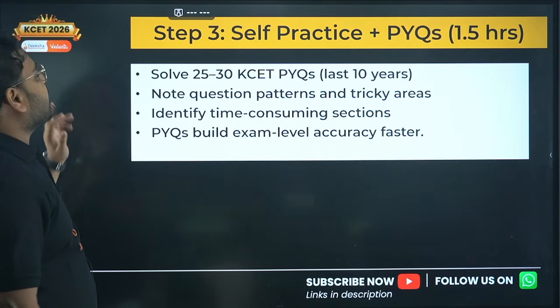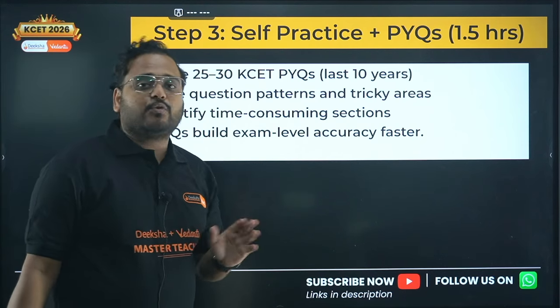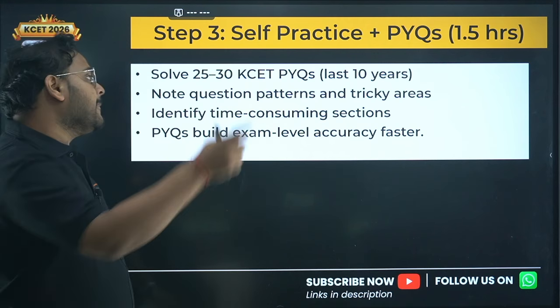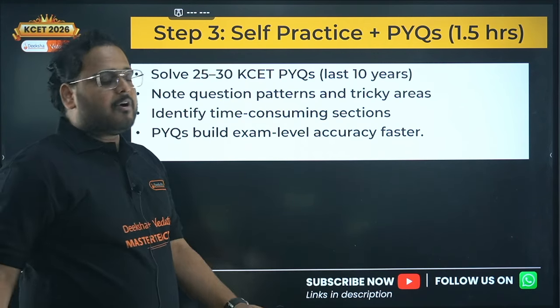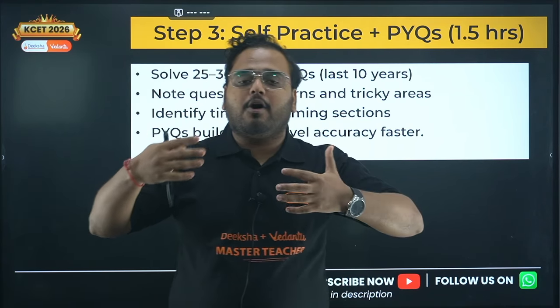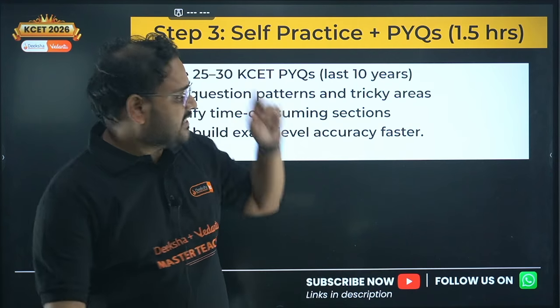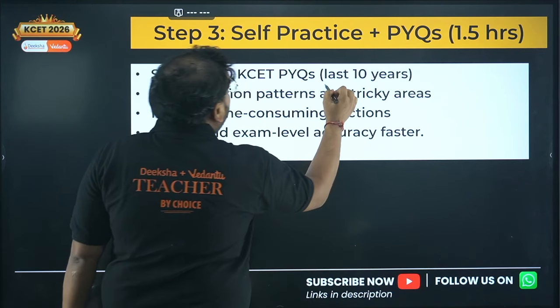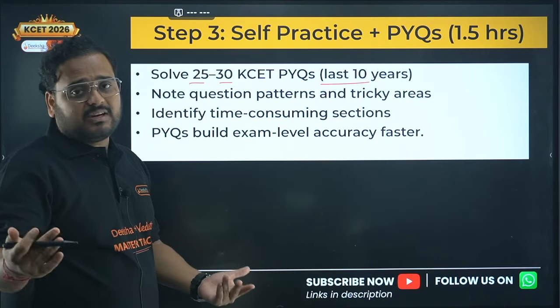Moving on, step number 3, self-practice and PYQs, 1.5 hours for every chapter. This is the mastery of a chapter. So self-practice plus PYQs, 1.5 hours. Why PYQs? PYQs get you in the mood of exam-style questions. That's why PYQs. So solve 25 to 30 KCET PYQs of the last 10 years. The most recent years are the best.